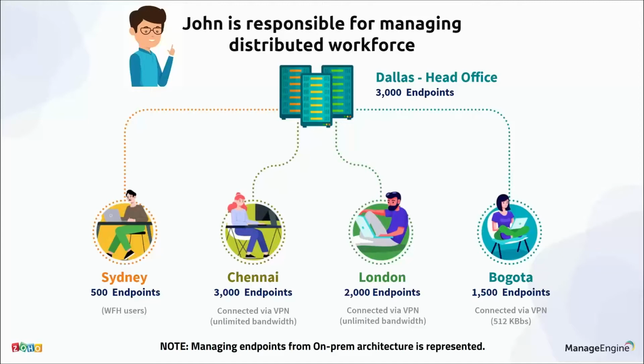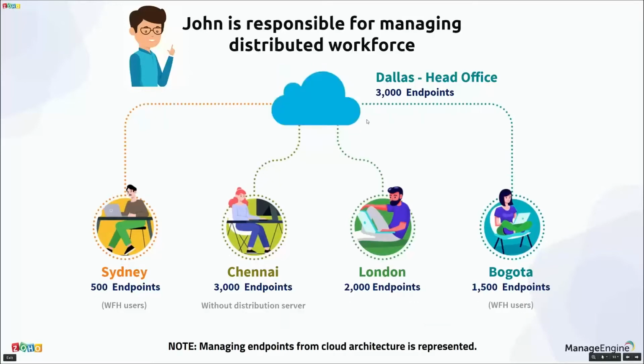This is the on-premise architecture where you see the clients are speaking to your Desktop Central on-premise server or even the distributed servers. And this is an example of the cloud-based architecture where the agents can be managed directly by your Desktop Central cloud instance.